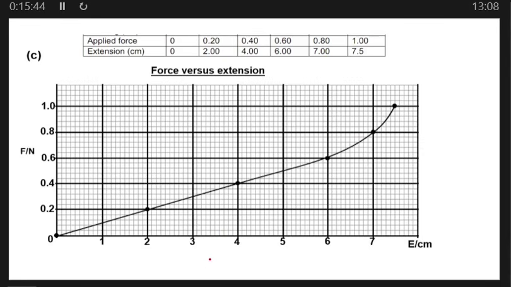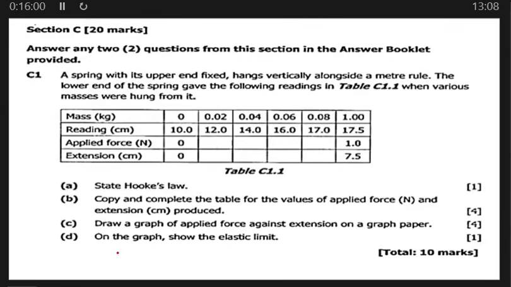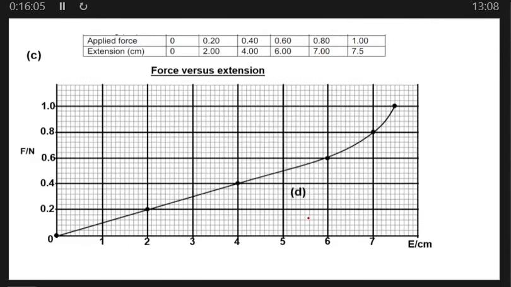So the next thing that we are going to do here is to go to the next question. All right, so let's go to the next question, which is D. What does D say? D says on the graph, show the elastic limit. All right, so our elastic limit is actually this value here. And how do we notice the elastic limit? The elastic limit is noticed when the graph now does not go straight.